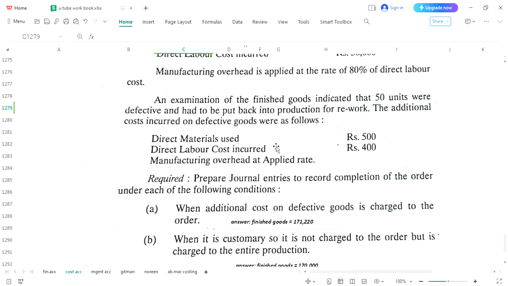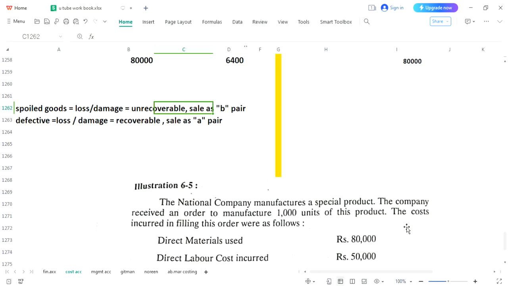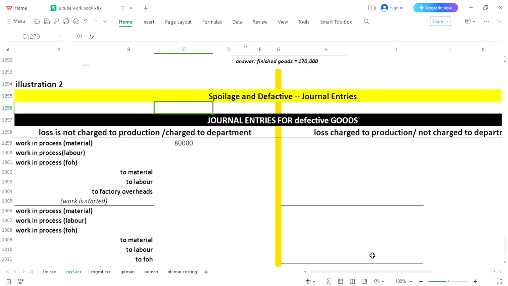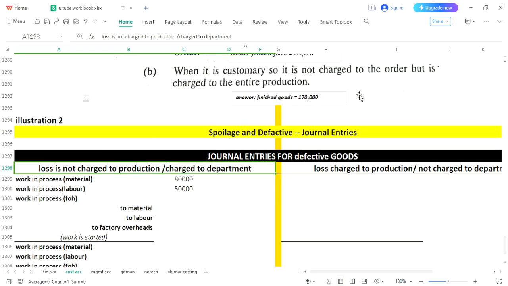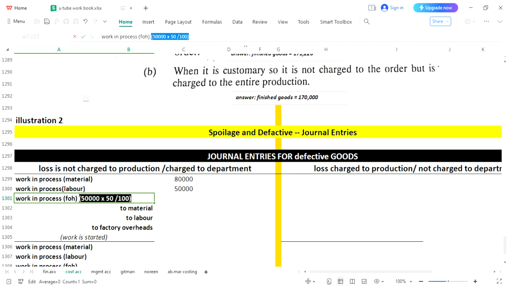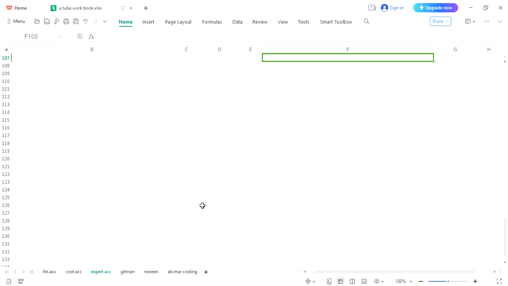Why? This is total direct material used, and then direct labor 50,000. So you will put 50,000 in front of labor. And finally, FOH cost, manufacturing is applied at the rate of 80% of labor. Labor is 50,000 and you need to calculate 80%. In this way you can calculate amount of FOH which was not given in your question.